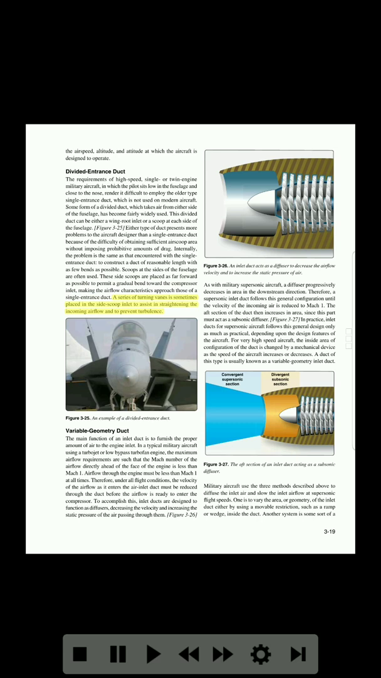A series of turning vanes is sometimes placed in the side scoop inlet to assist in straightening the incoming airflow and to prevent turbulence. Figure 3-25. An example of a divided entrance duct.